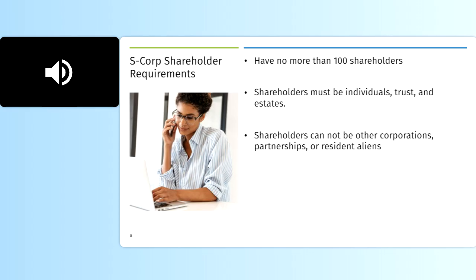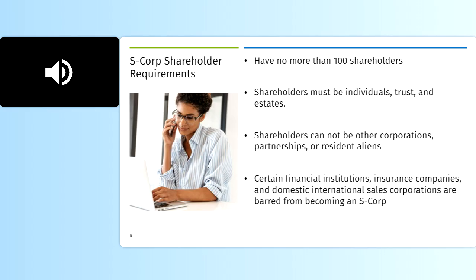Also, partnerships cannot own an S Corp, and resident aliens can also not elect for S Corp filing with the IRS. Now, this last point is a little bit more niche, and this is definitely not an all-inclusive list of who can and can't be an S Corp. But there are some restrictions the IRS has placed on this. Certain financial institutions, insurance companies, even domestic international sales corporations are barred from becoming an S Corp.